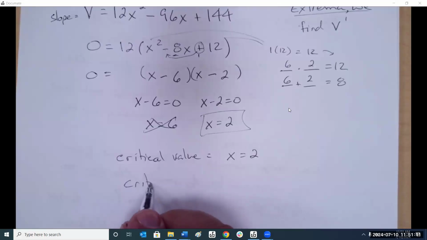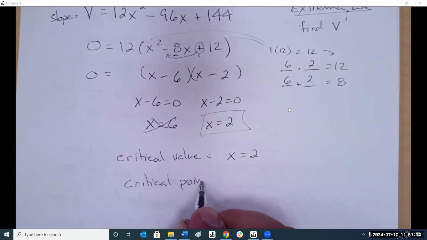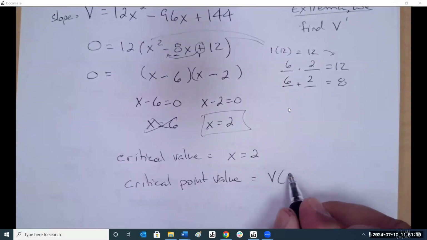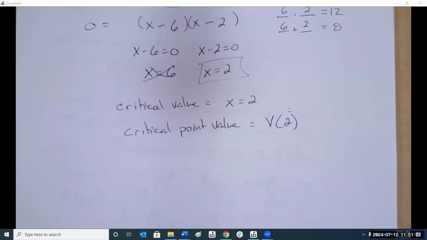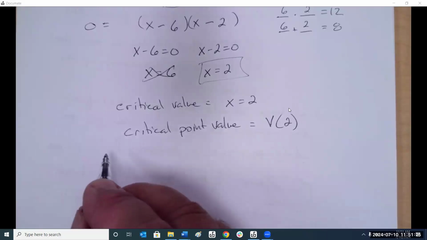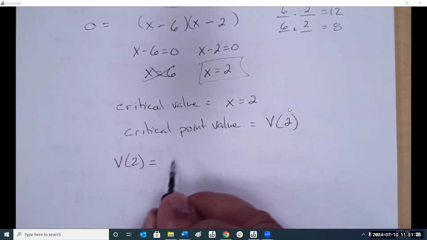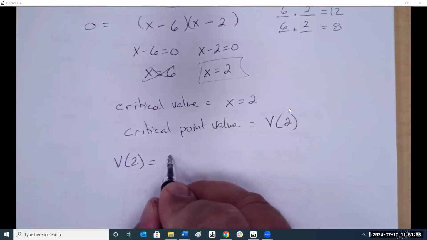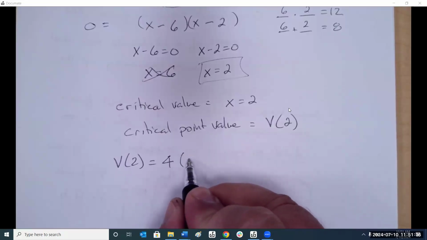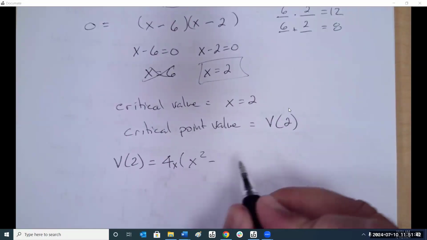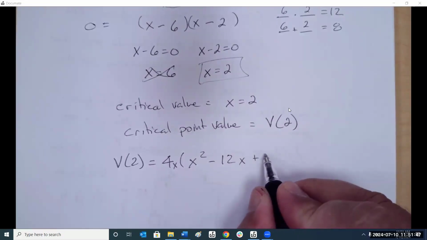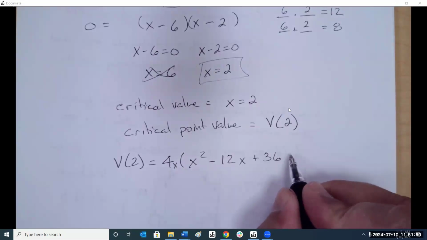So our critical point value is where V is when x is 2. So V is equal to, we can factor out a 4x, which is going to give us x squared minus 12x plus 36.